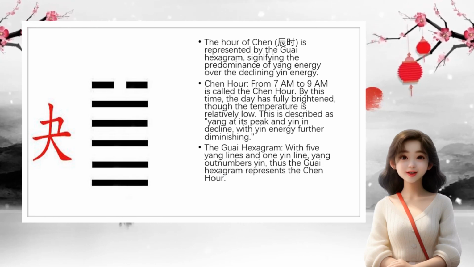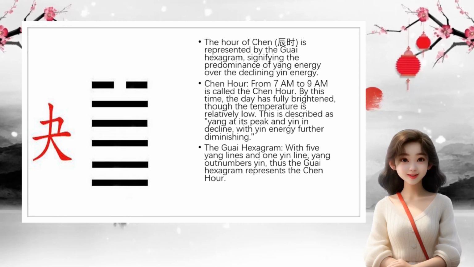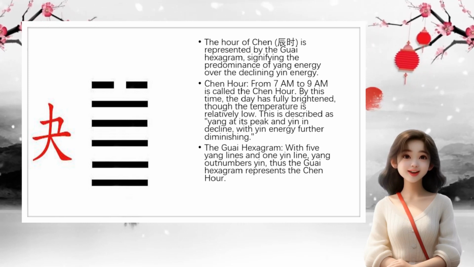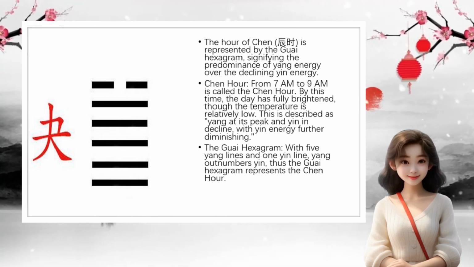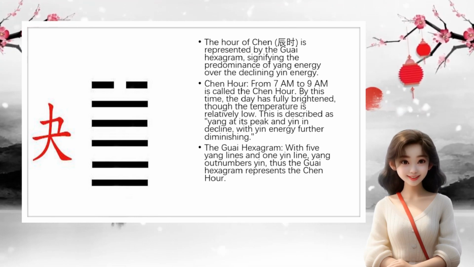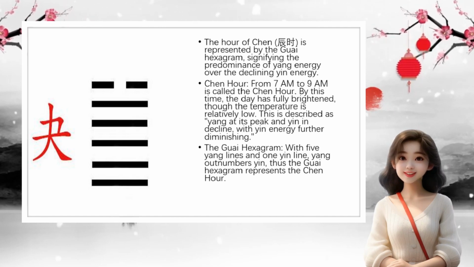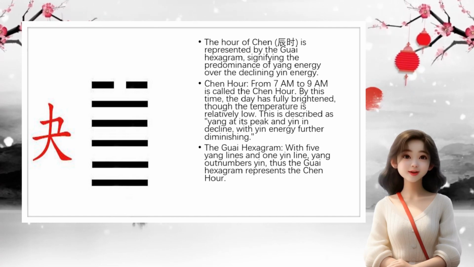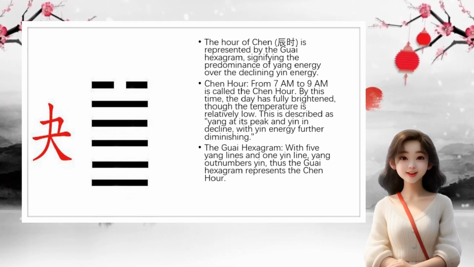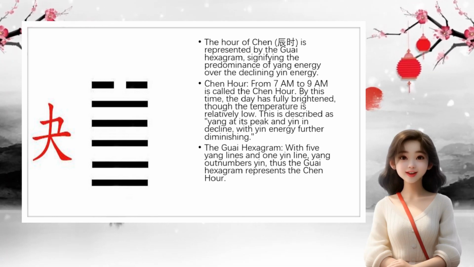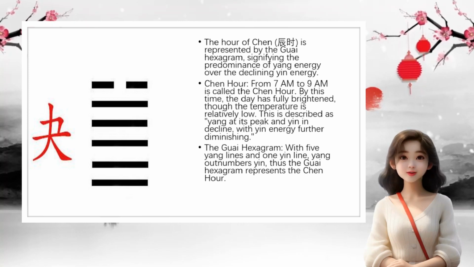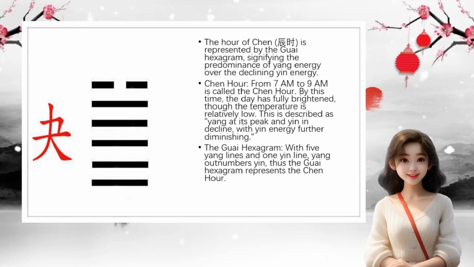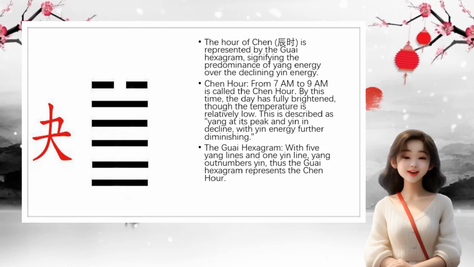The hour of Chen is represented by the Guai hexagram, signifying the predominance of yang energy over the declining yin energy. Chen hour, from 7 a.m. to 9 a.m., is called the Chen hour. By this time, the day has fully brightened, though the temperature is relatively low. This is described as yang at its peak and yin in decline, with yin energy further diminishing. The Guai hexagram, with 5 yang lines and 1 yin line. Yang outnumbers yin. Thus the Guai hexagram represents the Chen hour.